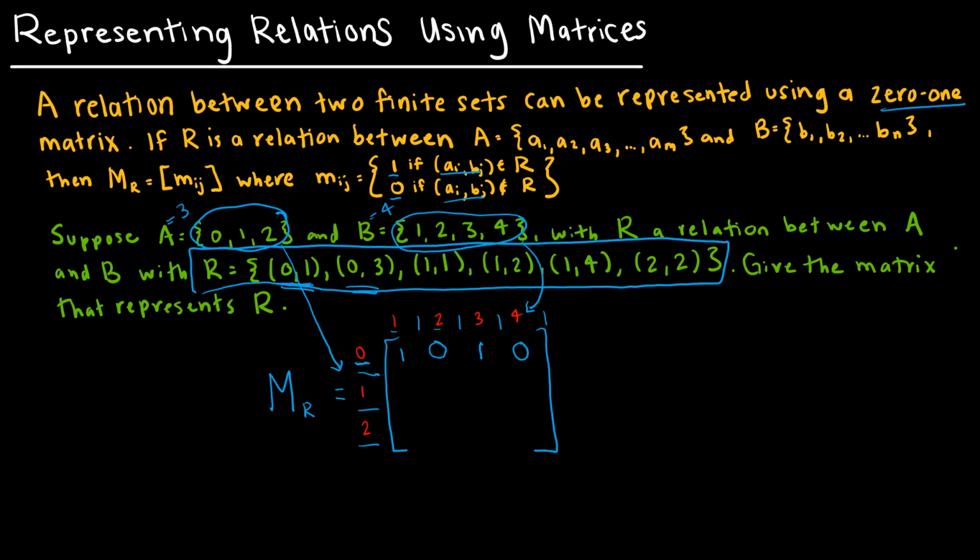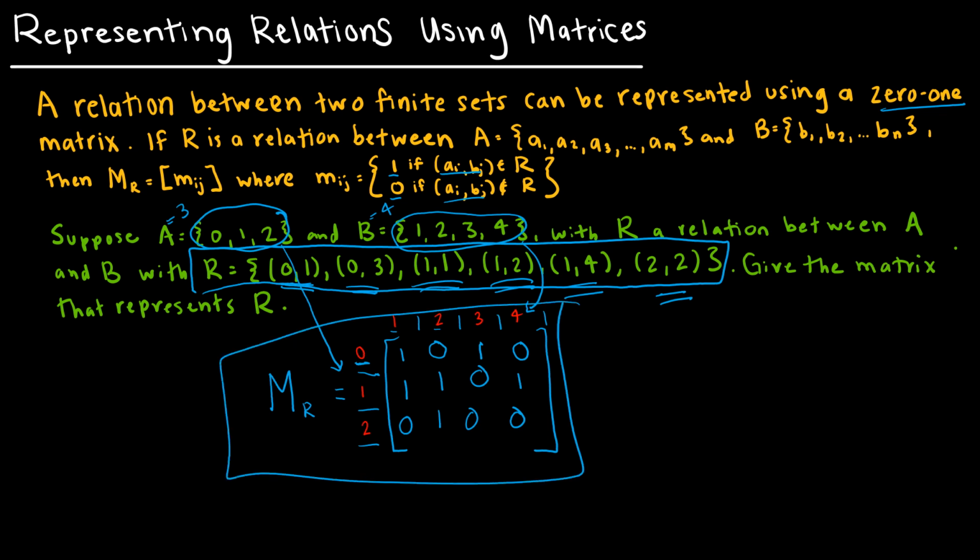Then I move on to the next row, 1, all of those values. So is 1, 1 in my relation? Yes, it is. Is 1, 2? Yes, it is. Is 1, 3? No, it's not. But 1, 4 is, and so I put a 1 there. Then I move on to the 2's. 2, 1 is not in my relation, but 2, 2 is. And then 2, 3 and 2, 4 are not in the relation. So this is the matrix representation of relation R.